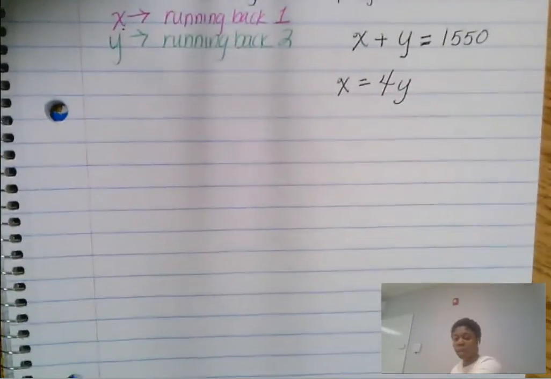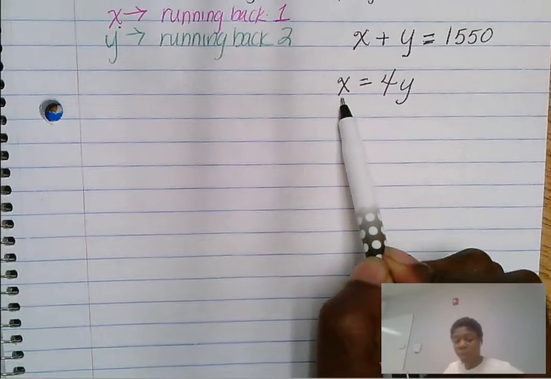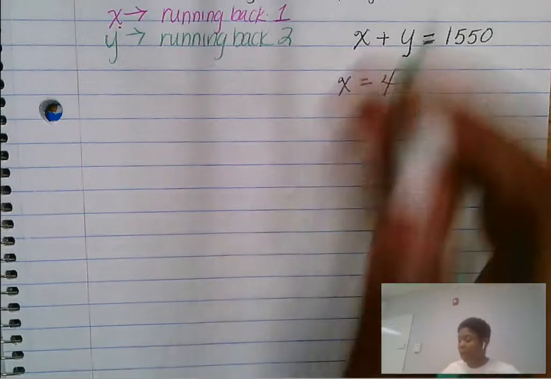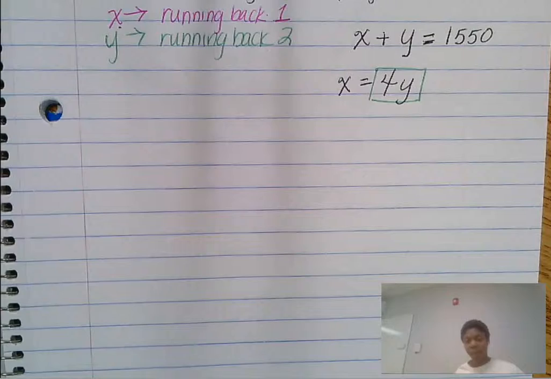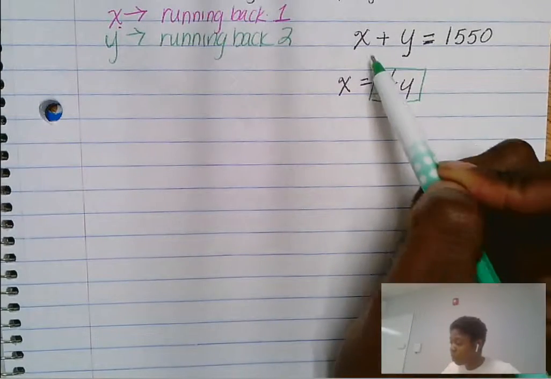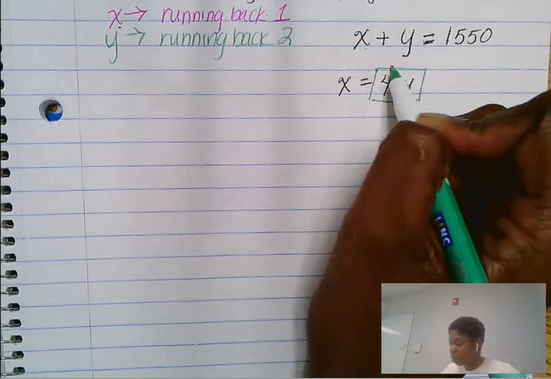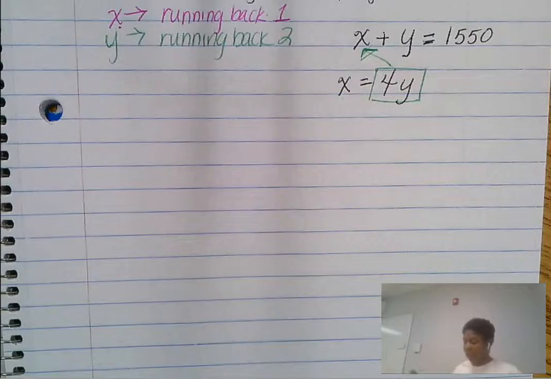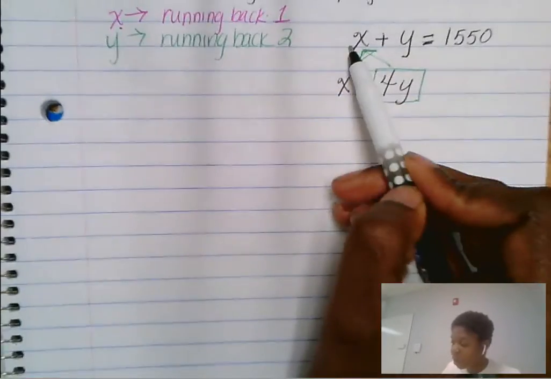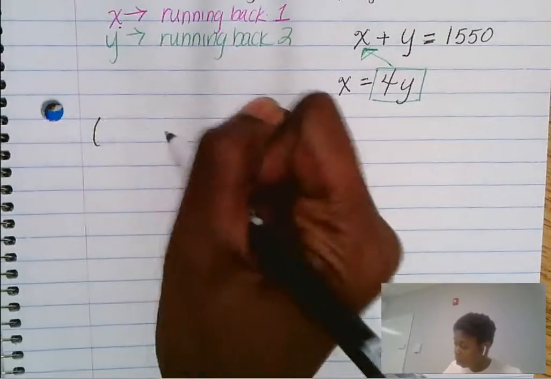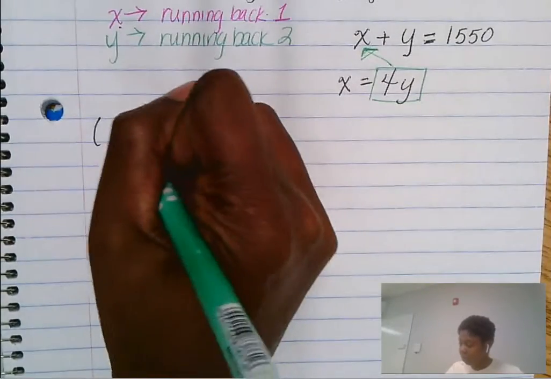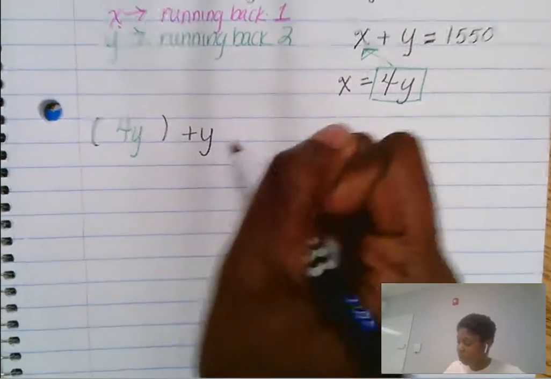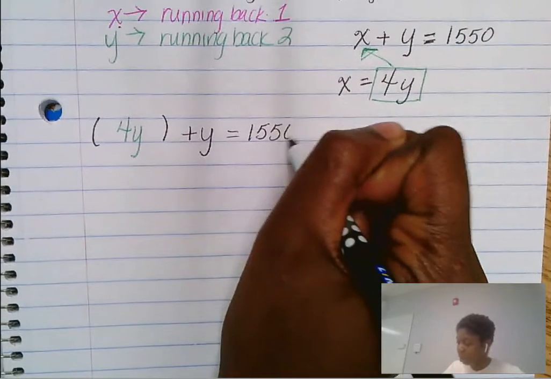First thing first, we're going to look and see if we have an isolated equation. And we do. Here, X is by itself. So X is equal to 4Y, right? So that means wherever we see X in the other equation, it gets replaced. So we rewrite this equation, and instead of putting X right here, we're going to put 4Y. And then we can write the rest of our equation, which is plus Y equals 1,550.